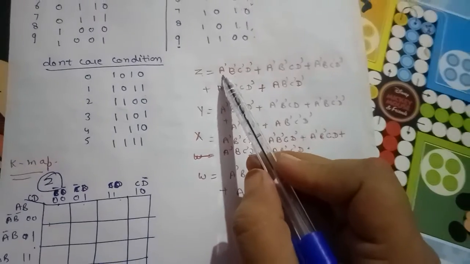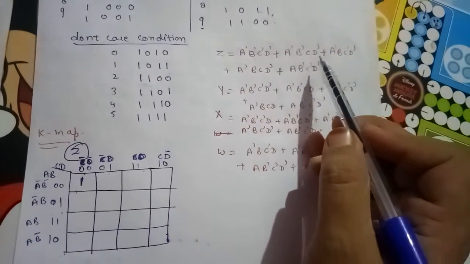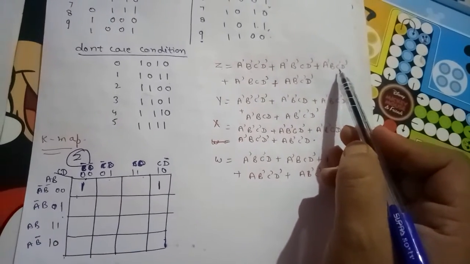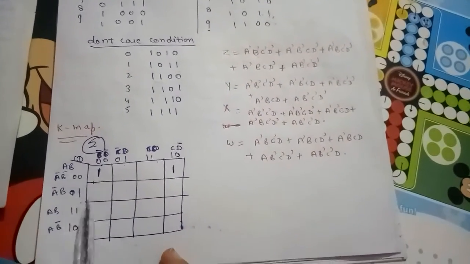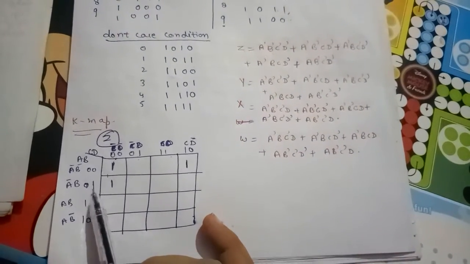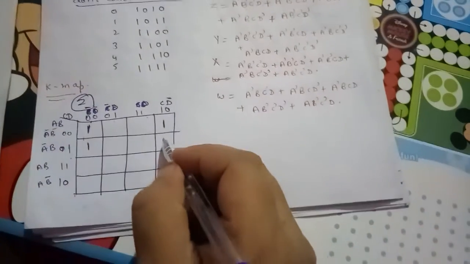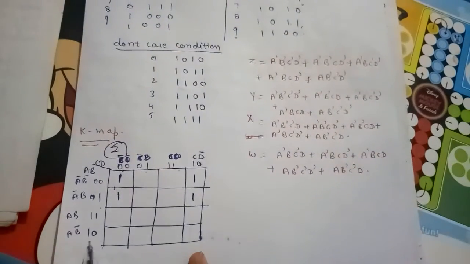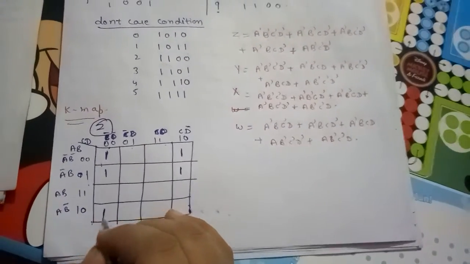The first value corresponds to 0000, so 0000 is in this particular cell. Then this one is 0010, so 0010 corresponds to this particular cell. The next is 0100, which corresponds to this particular cell. Next is 0110, which corresponds to this particular cell. And next is 1000, which corresponds to this particular cell, right?